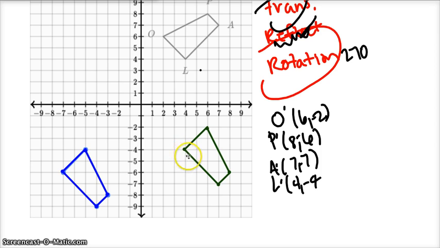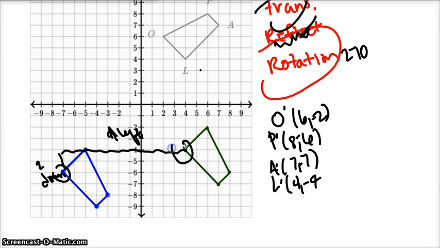I have to take that green shape and from where it's located, move it 1, 2, 3, 4, 5, 6, 7, 8, 9. So I'm moving it 9 spaces left. Actually, I take that back. It's not 9 left. 9, 10, 11 left, and 2 down in order to get this corner to match up with this corner.